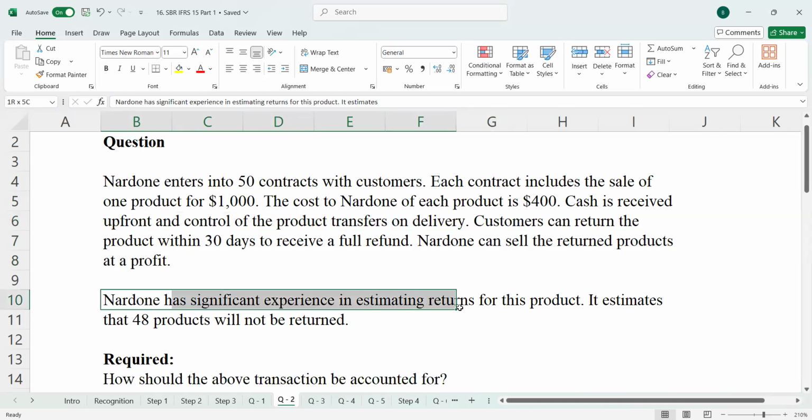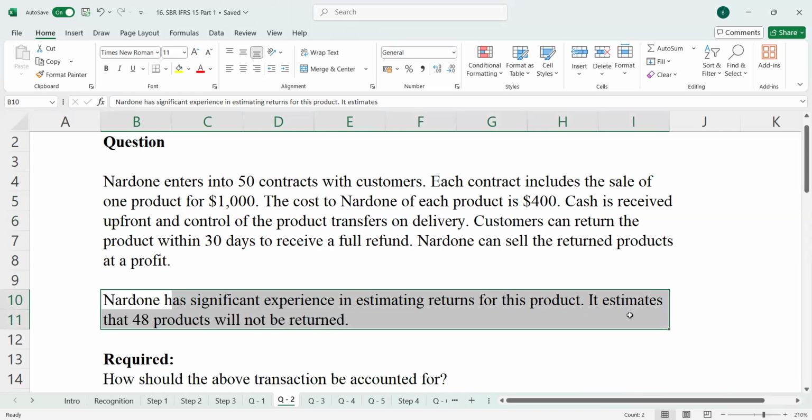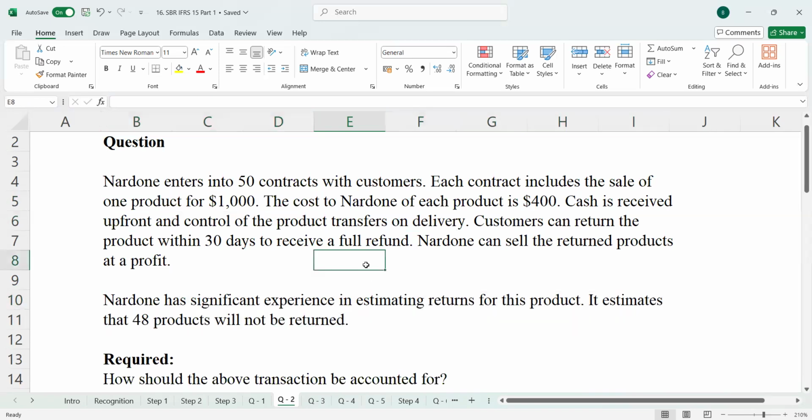Nardon has significant experience in estimating returns for this product. Now it estimates that 48 products will not be returned. So can I say in this case, you will not be considering revenue for the entire 50 contracts, only for 48 contracts. The rest two, you will be having a look.